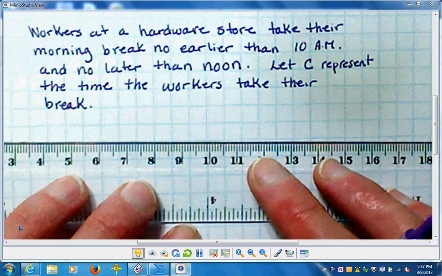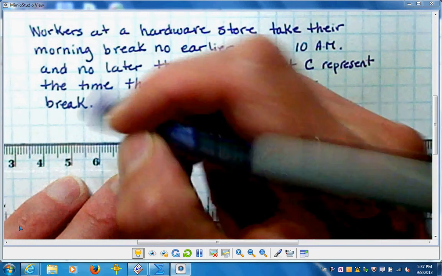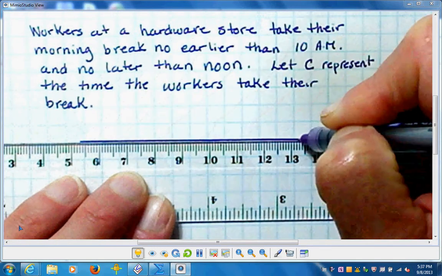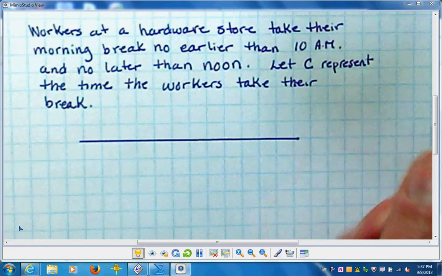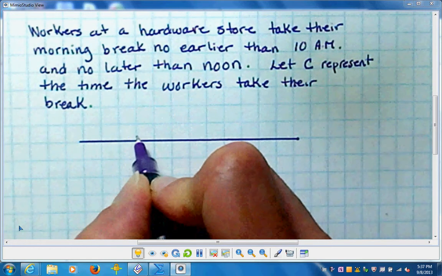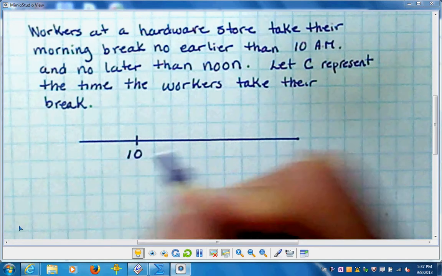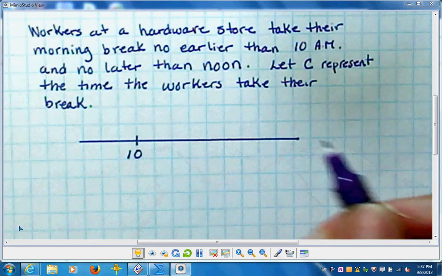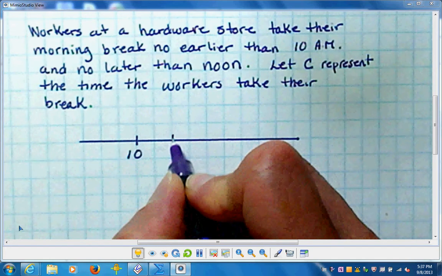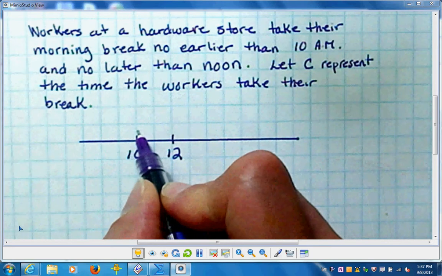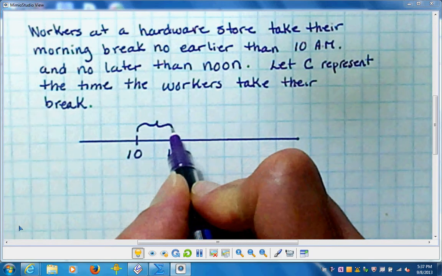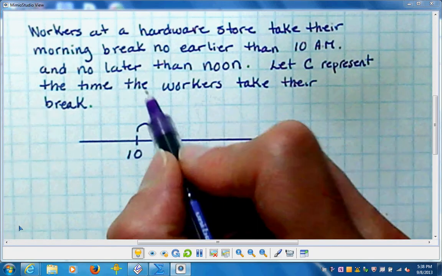So it's always easier to see it. So let's go ahead and draw a timeline. You could call it a number line, but I'm going to call it a timeline. So we start at 10. That's when we can take our break, and we can end at noon. Okay, so that means that we can take our break in here. That's when we want to take our break.